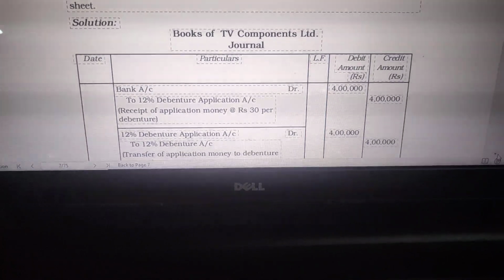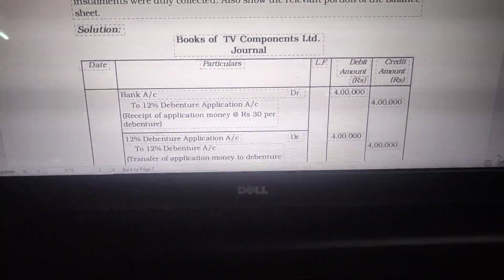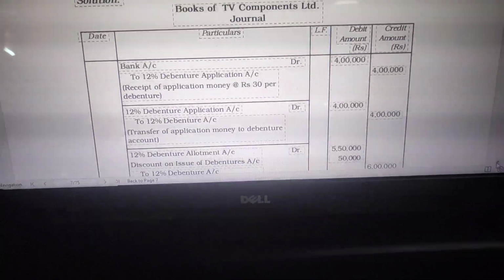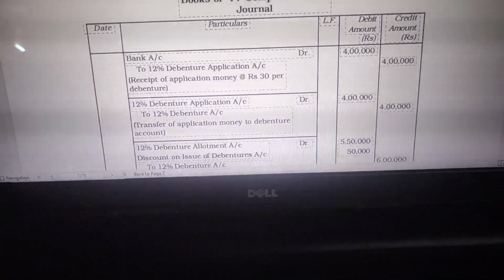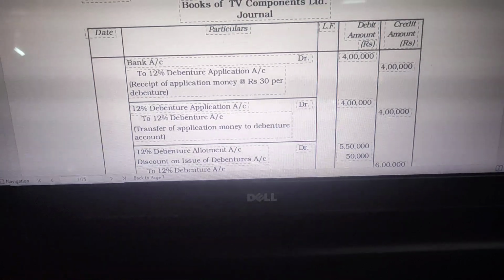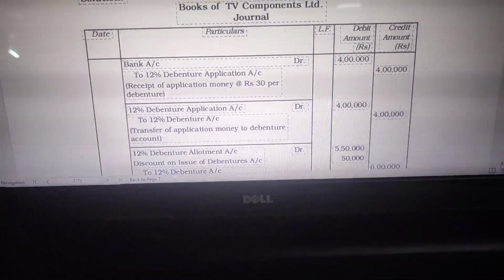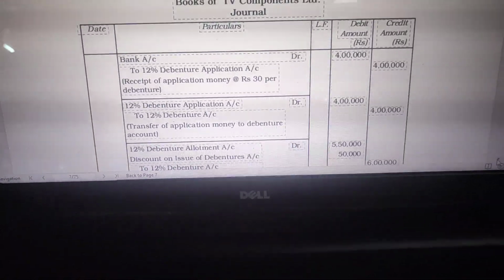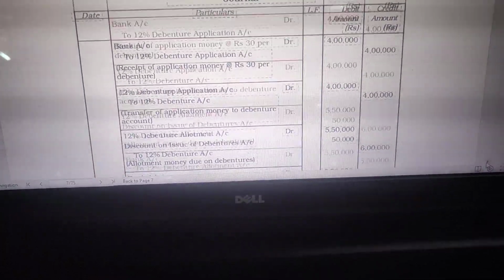per debenture is 40. So 40 into 10,000. Here it is written as 30, that is not correct. It is 40. 40 into 10,000 gives the amount 4 lakhs. Then for transferring application money to debenture account, the entry is 12% debenture application account debited to 12% debenture account. The amount will be the same.